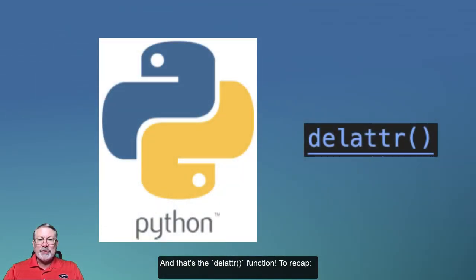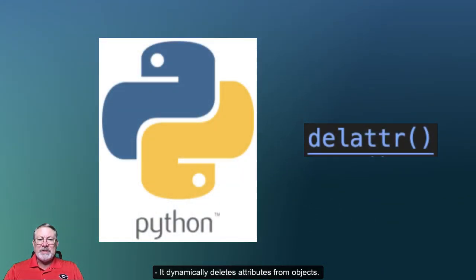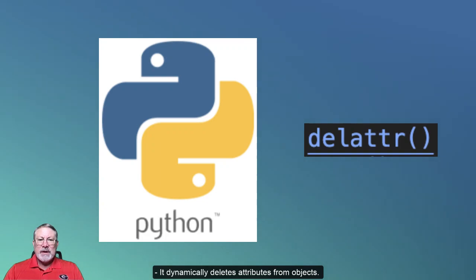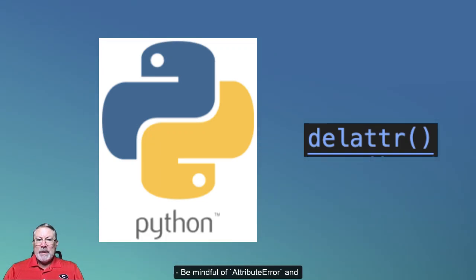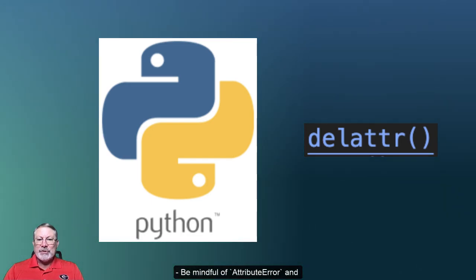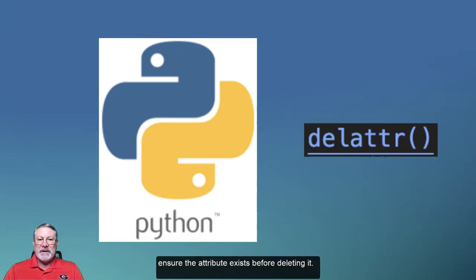And that's the delattr function. To recap, it dynamically deletes attributes from an object. It's perfect for runtime attribute management and cleanup. Be mindful of AttributeError and ensure the attribute exists before deleting it.